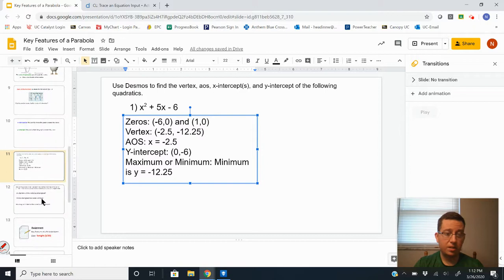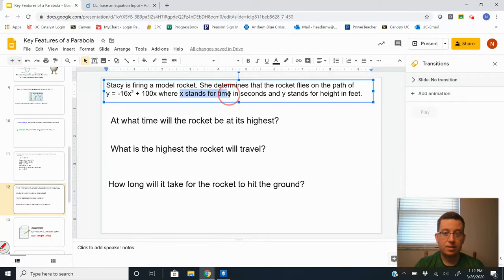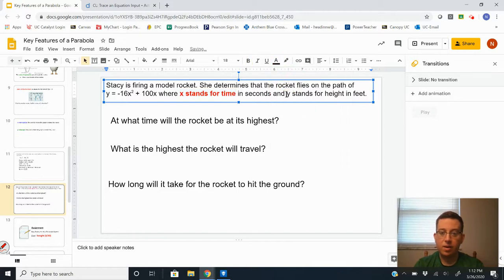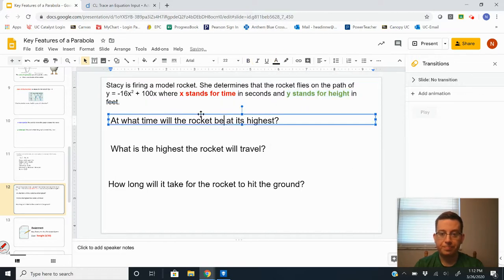Now let's look at something a little bit more interesting. Let's say Stacy is firing a rocket. She determines that the rocket flies on the path of that, and x stands for time in seconds, y stands for height in feet. Okay, so we've got x is time. I'm going to highlight that. Let's make that red. I've got y is height. Let's make that green. So that way we know kind of what we're looking at here.